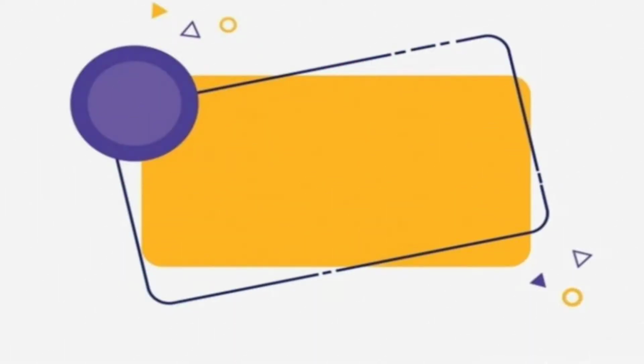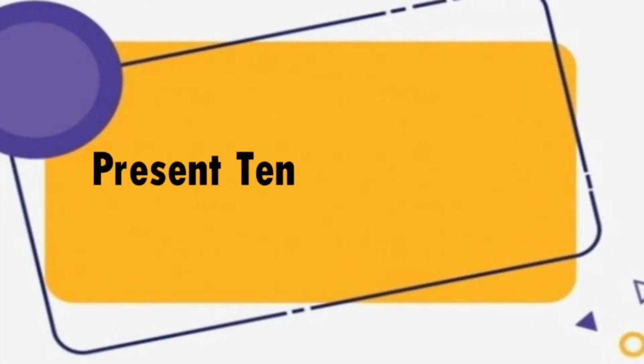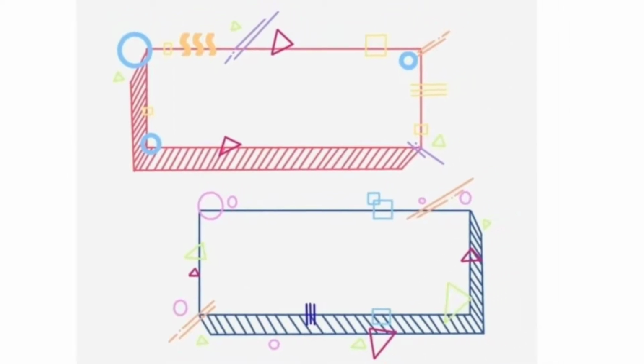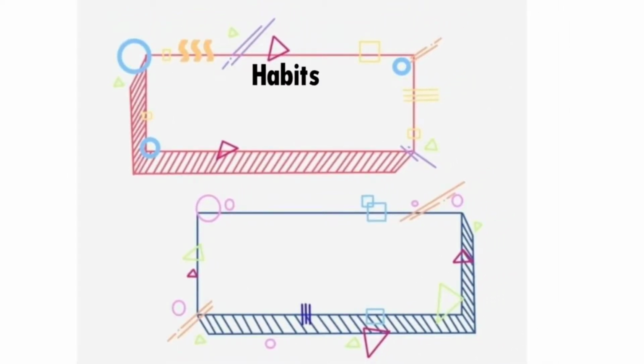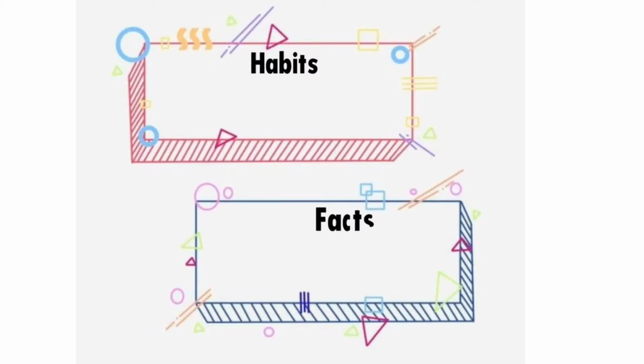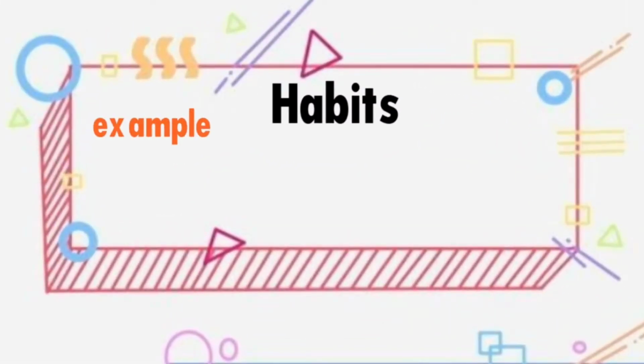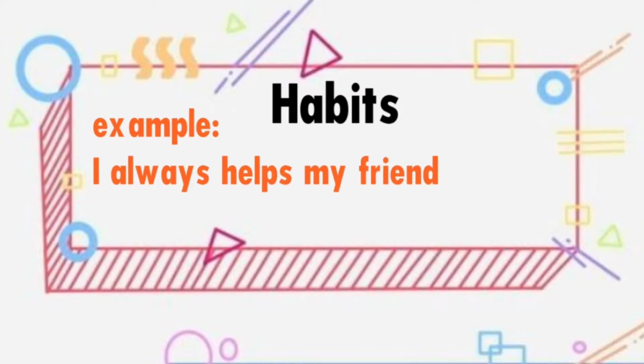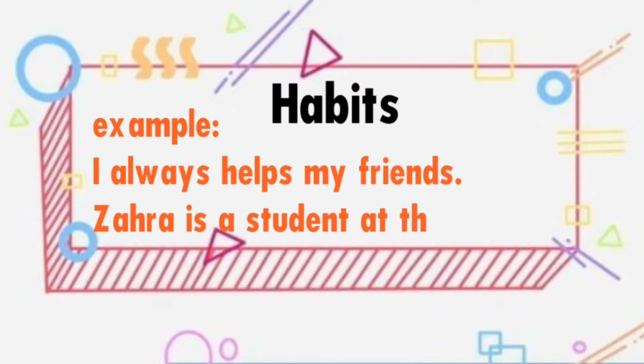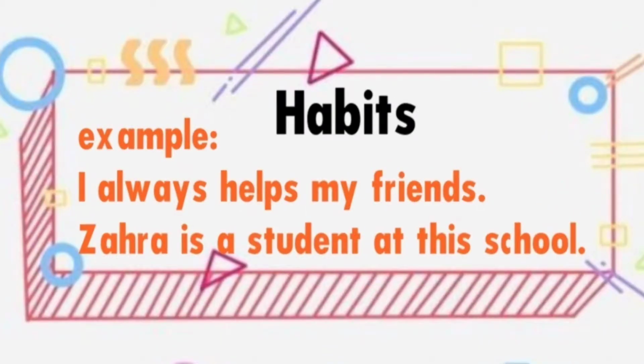Let's start with the definition of present tense. Well, my students, present tense talks about habits or repeated actions and effects. These two are the examples of habits or repeated actions. The first sentence is, I always help my friends. The word always means I help my friends all of the time.